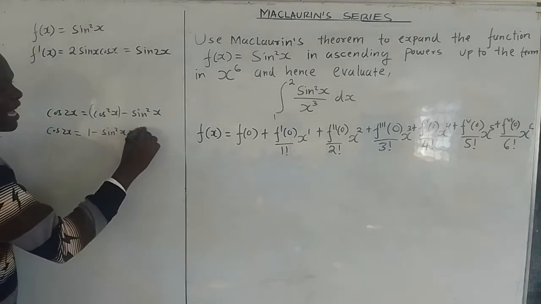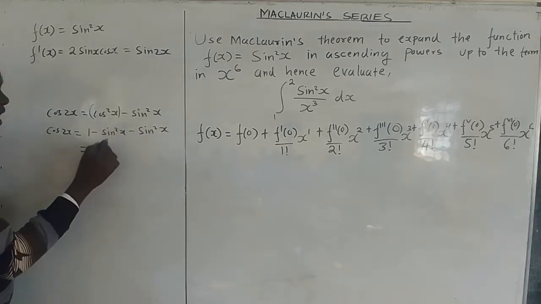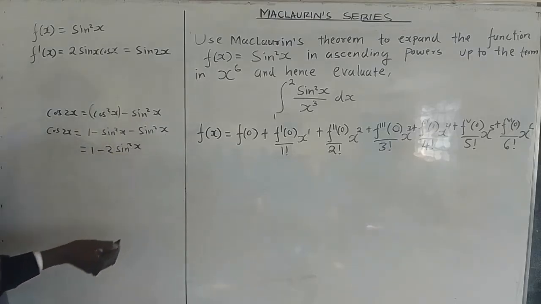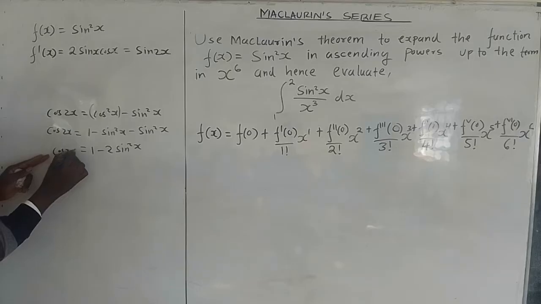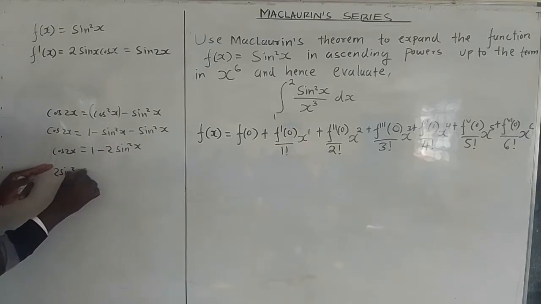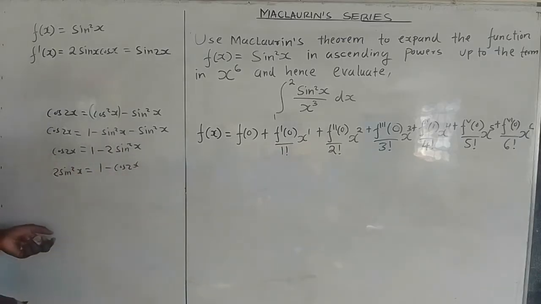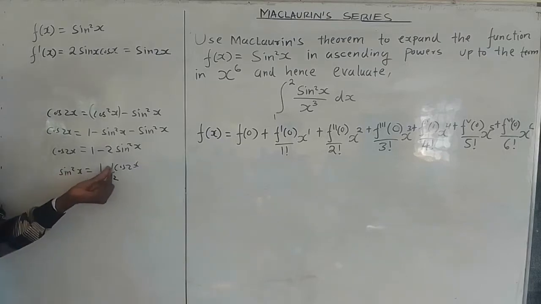Then it is minus sine squared x, isn't it? If you simplify this, you get 1 minus sine squared x minus sine squared x, you get minus 2 sine squared x, isn't it? So if you make this minus 2 sine squared x the subject, see it comes this side. This side we have cos 2x. So minus 2 sine squared x coming this side, you have 2 sine squared x. Then the other side we have 1 and cos 2x, going to the other side it is minus cos 2x. So if you divide both sides by 2, you get a half. Meaning sine squared x is the same as a half minus half cos 2x.